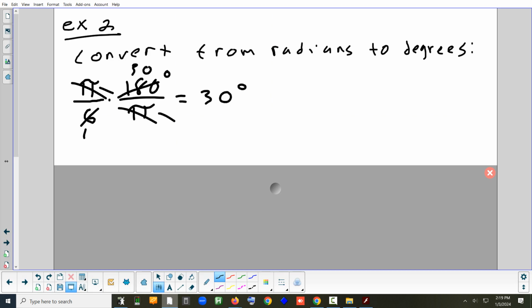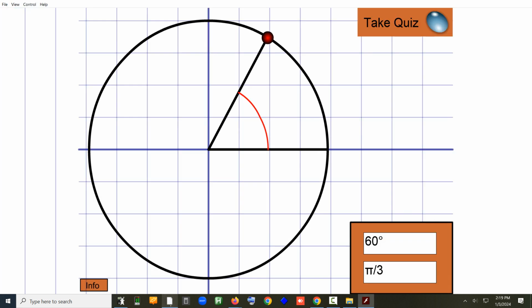So 90 would be 30 tripled. So that's 30. What do you get if you triple pi over 6? Pi over 2. Yep, you get 3 pi over 6 when you triple it, and then that reduces to pi over 2. Yep, so 90 degrees is pi over 2.